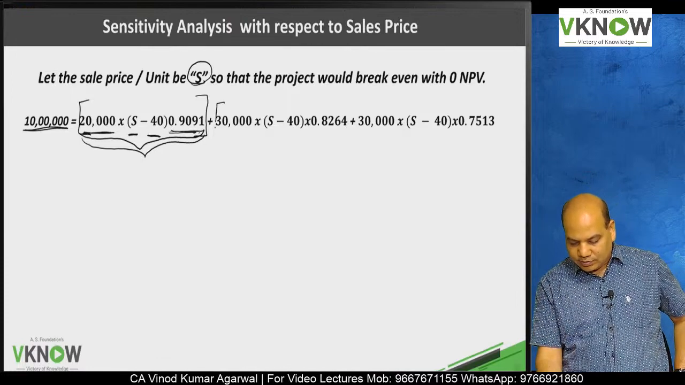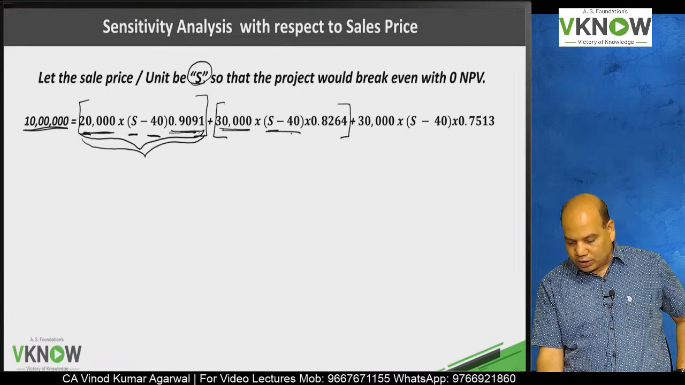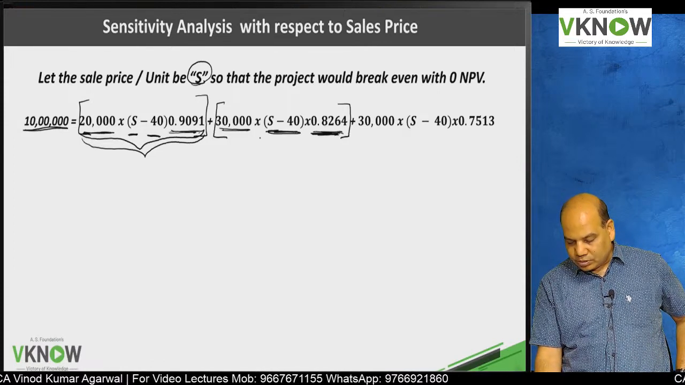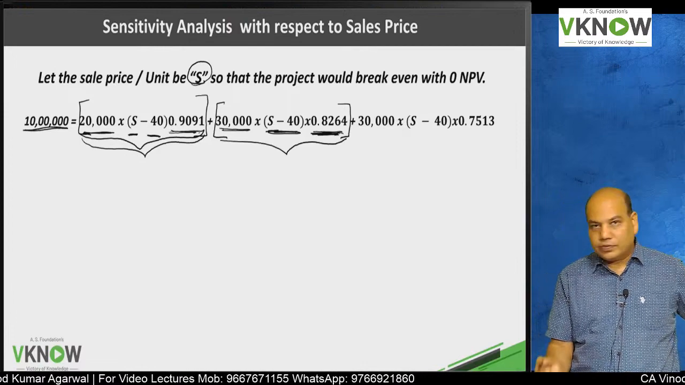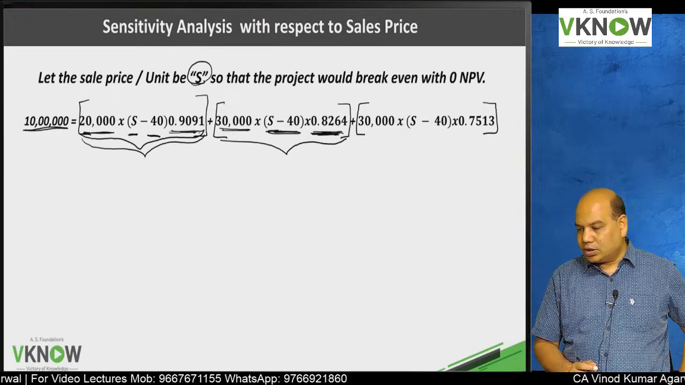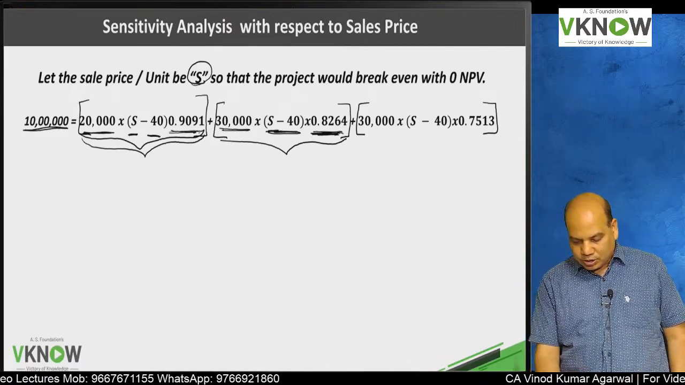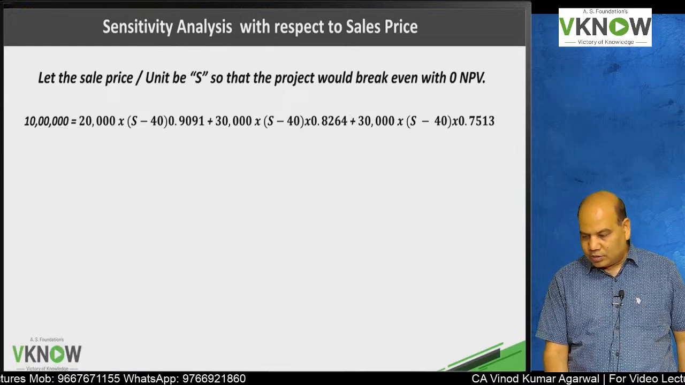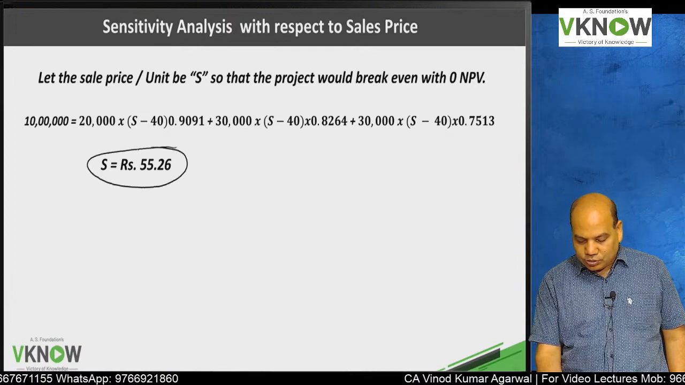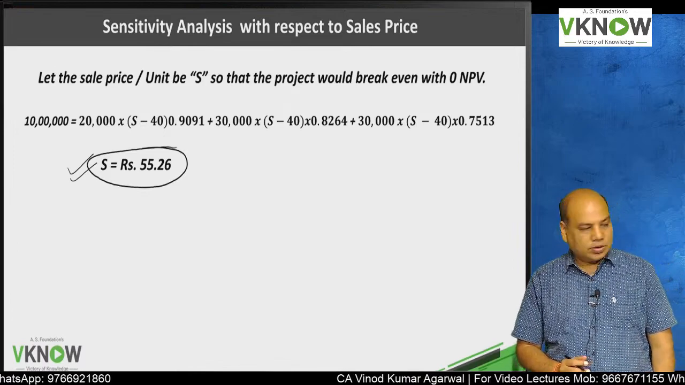Same thing, 30,000 quantity into S minus 40 into the second year PV factor, 0.7513, will give you PV of cash inflow of the second year. So now I hope you, as a final level student, will be able to solve the equation. If you are able to solve on your own, it is good. If you are not able to solve, write down S equal to 55.26.